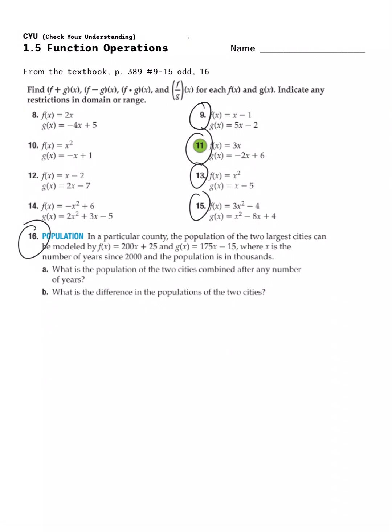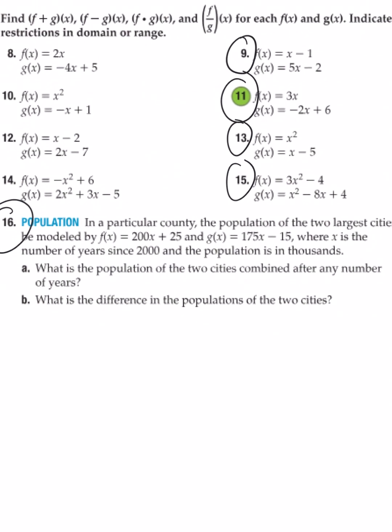Okay, so to help you, I'm gonna do number 8 in this video. It says for the following, find f plus g of x, f minus g of x, f times g of x, and f divided by g of x for each of them. So when I do number 8, I'm going to perform all 4 operations with that f and g. So I'm going to have 4 different answers. So I'm just going to use this space down here to do that.